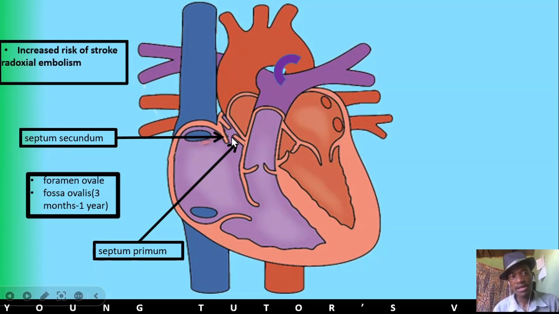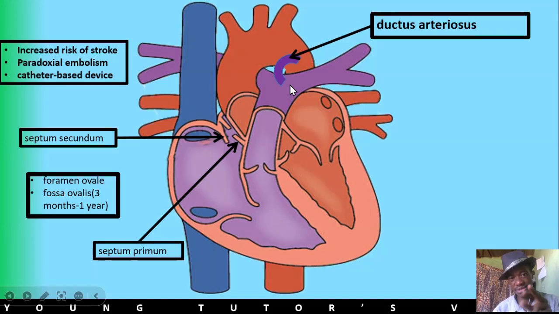So what will happen is that we are going to close that gap. I've talked about paradoxical embolism already. We are going to close that gap through what we call a catheter-based device, so that you don't have that ischemic stroke. So let's go to the ductus arteriosus now.